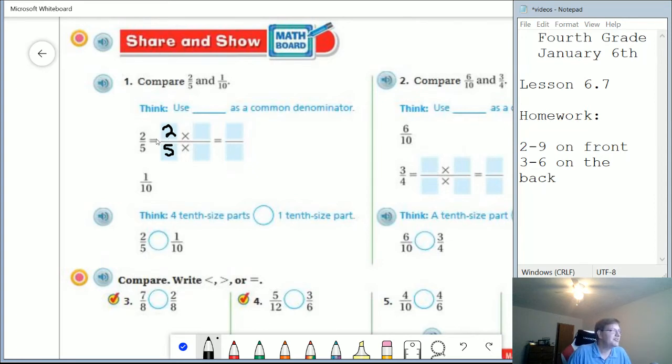All right, so we are going to do 2 times and then 2. So 2 times 5 would give us 10, and that's what we're looking for. We want to get to parts out of 10. So I'm going to multiply my top number by 2 as well. And so I would be able to compare 4/10 to 1/10. They give you a hint for that. And so we could say that 4/10 or 2/5 is greater than 1/10.